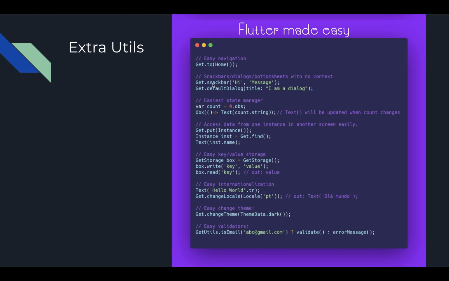Like you can open a snack bar using simpler code without the need for context. Similarly, you can open the default dialog without the use of context in it. And you can pass data between different screens using this. And you can play with translation. You can change the theme dynamically. You can use the GetX validators to validate different strings. So these are all the things that make GetX a complete and powerful framework.